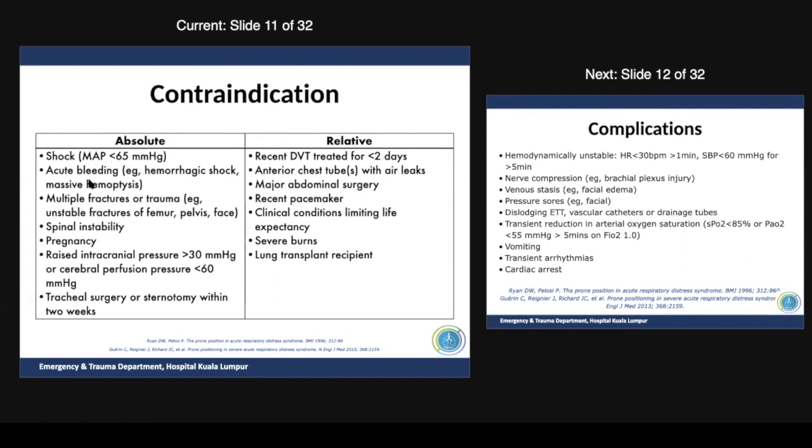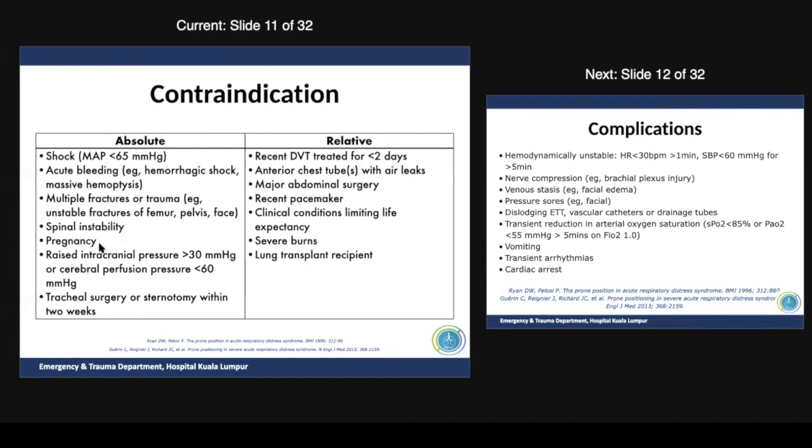Okay, acute bleeding, yes, it is very rare for our COVID-19 patients to have massive hemoptysis, but in any situation with massive hemoptysis, if intubated, we will not prone. Okay, in multiple fractures, sometimes we get trauma with COVID, especially if there is lung contusion. For those patients with multiple rib fractures, especially at the anterior aspect, we don't really prone this patient. And spinal instability, we definitely don't prone.